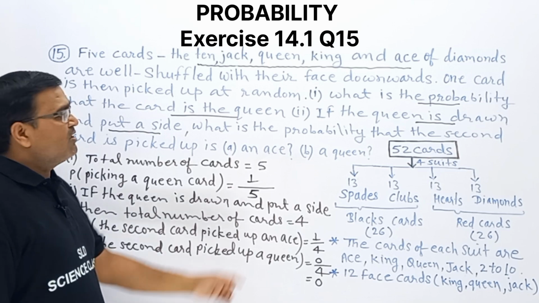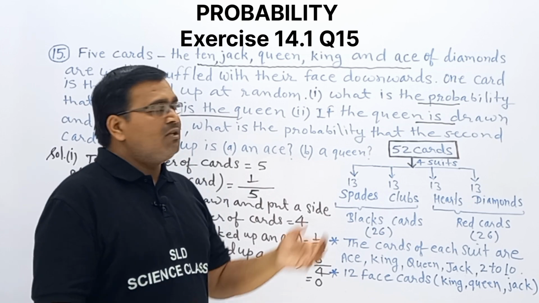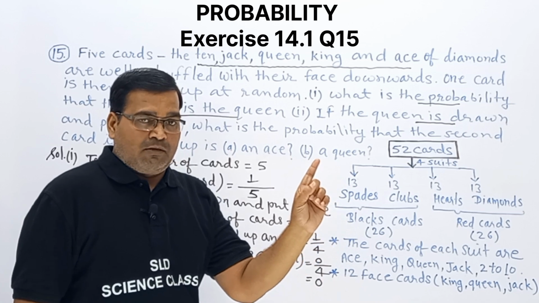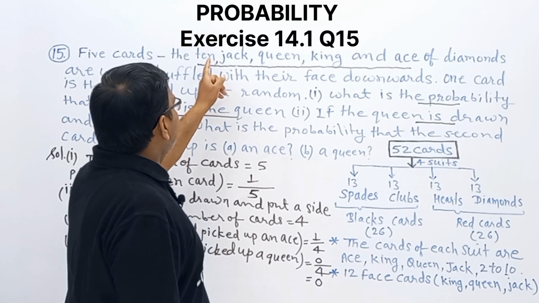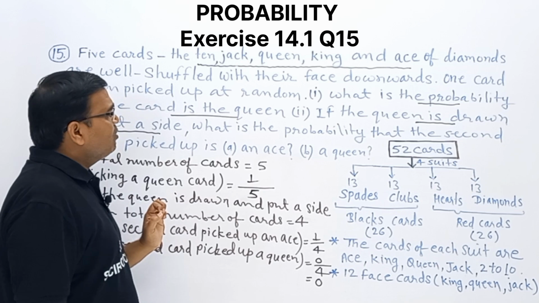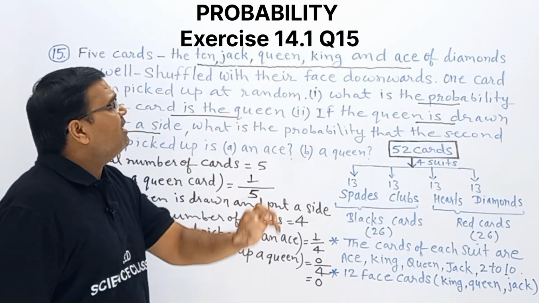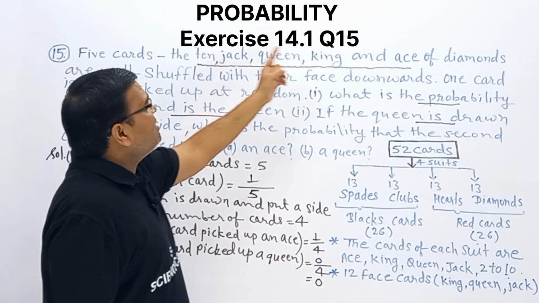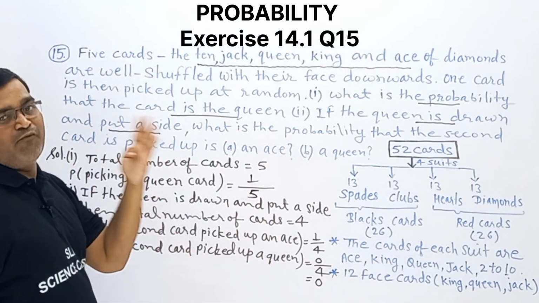Now the second one. In the second question, out of these 5 cards, the queen is drawn and put aside. Once we put the queen aside, the remaining cards will be what? 4: 10, jack, king and ace. Only these cards are remaining. Observe again. In the second one, the queen is drawn and put aside. Once the queen is put aside, the remaining cards will be 10, jack, king and ace. So total cards in the second case we have 4.